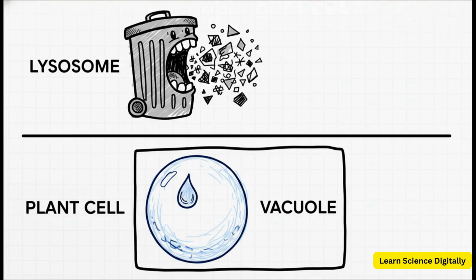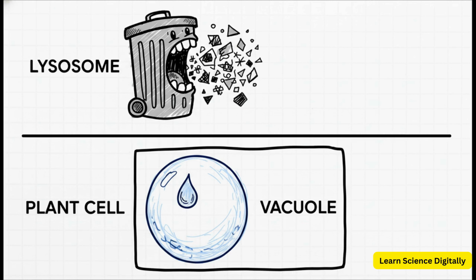Next up, we have our waste and storage departments. Any active factory is going to produce waste, right? Well, in animal cells, you'll find organelles called lysosomes. These are the dedicated garbage collectors. They literally take in damaged or worn-out cell parts and use special enzymes to break down this cellular debris so it doesn't clutter up the cell.